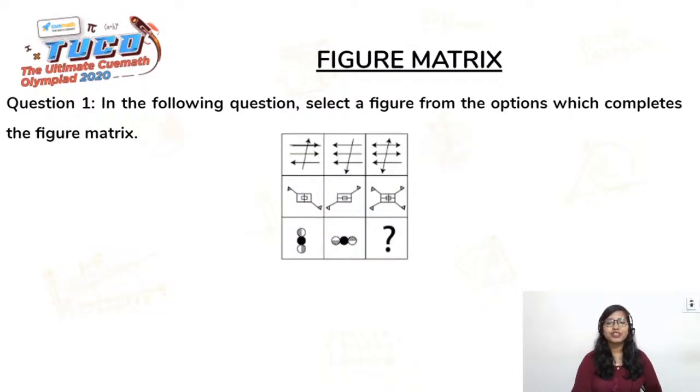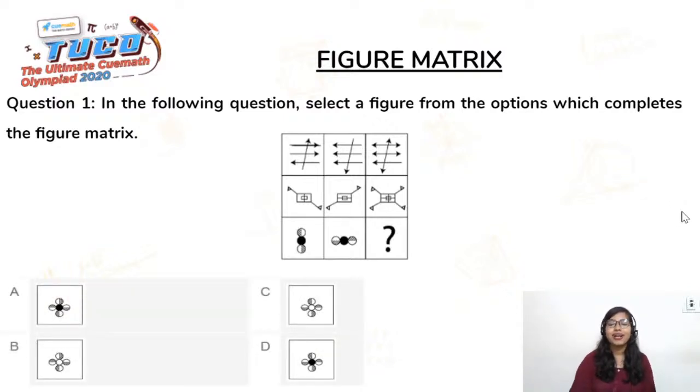So here goes our question of figure matrix. Question number 1. I want all of you to identify the matrix properly and try to figure out a pattern. The pattern could either be row-wise or column-wise. It could either go diagonally, horizontally, vertically, or any way you want to. But try to figure out a pattern that is being followed here. Only based on identification of pattern, you would be able to go ahead and find out the missing figure. Okay? And let me also quickly put down the options.